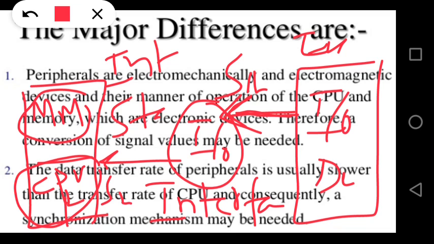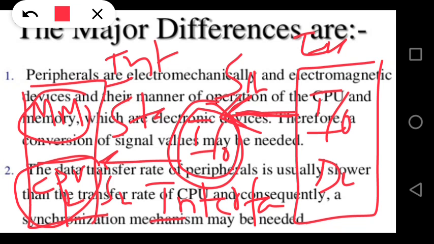The data transfer rate of peripherals is usually slower than the transfer rate of the CPU. Consequently, a synchronization mechanism is required, because the user might be capable of typing one word per minute, whereas the main memory performs a write operation in 10 nanoseconds. So the data transfer rate is entirely different, and some synchronization mechanism is required. That is the job of the I/O interface.